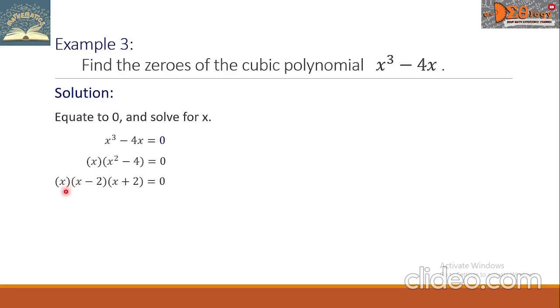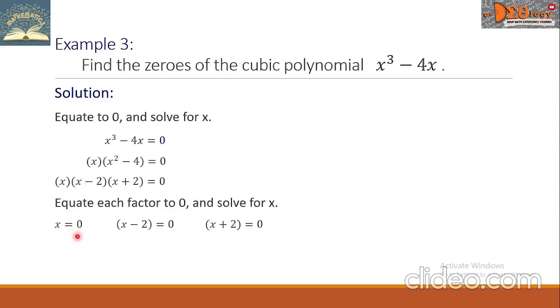From here, we can see that we have three factors. Then we are going to equate each factor to 0 and solve for x. The first factor, x, equals 0. Second factor, x minus 2, equals 0. Third factor, x plus 2, equals 0. The first value of x is already 0. For the second value, we look at the second equation.